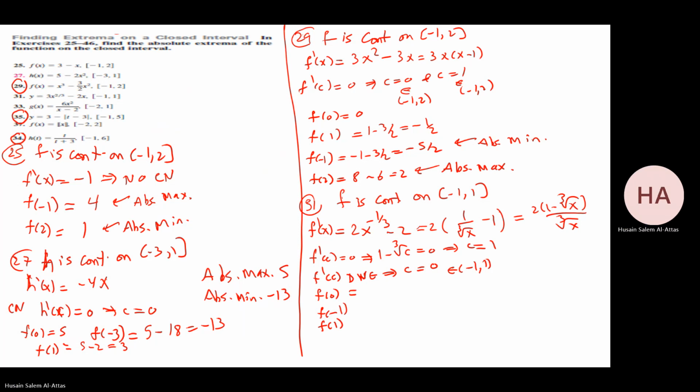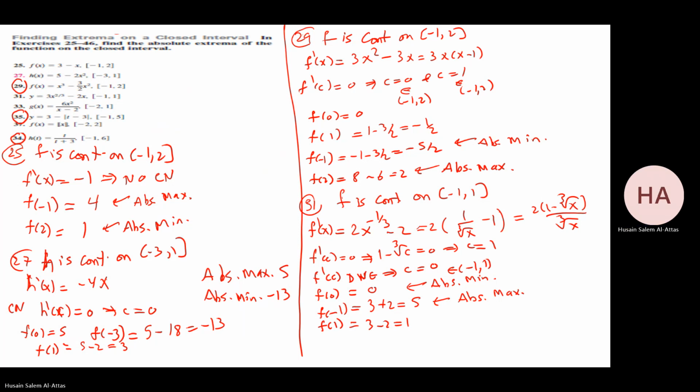f at 0, the function is what? 3x continuous, 0. f of minus 1, that's a square, so that will be 3 plus 2, which is 5. And f of 1, 3 minus 2, which is 1. Very clear, this is absolute maximum. And this is absolute minimum. Okay, now let me go to the next one.